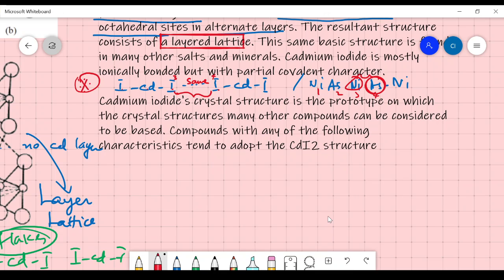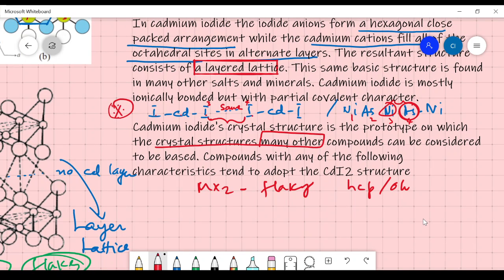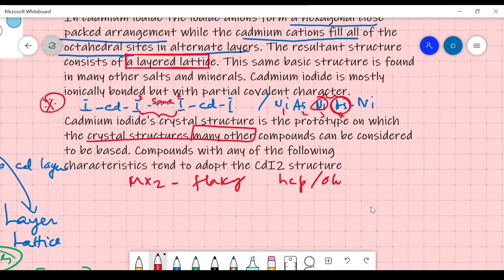Cadmium iodide is the prototype on which the crystal structures of many compounds are based. Therefore, this is very important. Many other compounds are there. So compounds with any of the following characteristics tend to adopt the CdI2 structure: the MX2 type, the flaky structure, and the HCP OH pattern that is there. And that is not there in the case of nickel arsenide. There are OH sites in which you have got nickel. Here you have cadmium. That is the main thing.